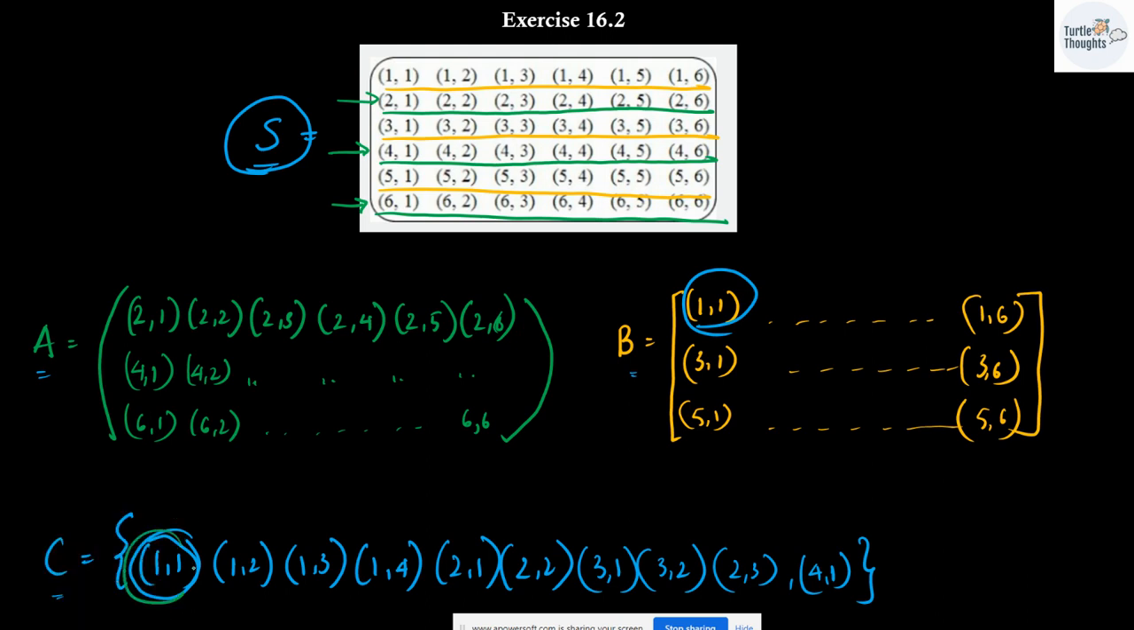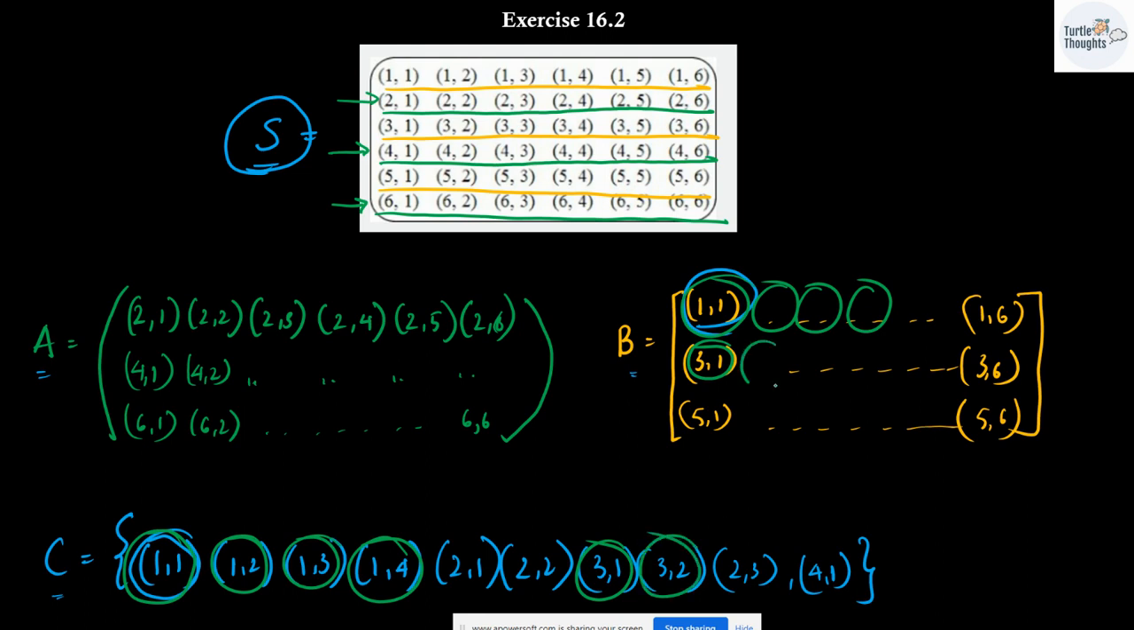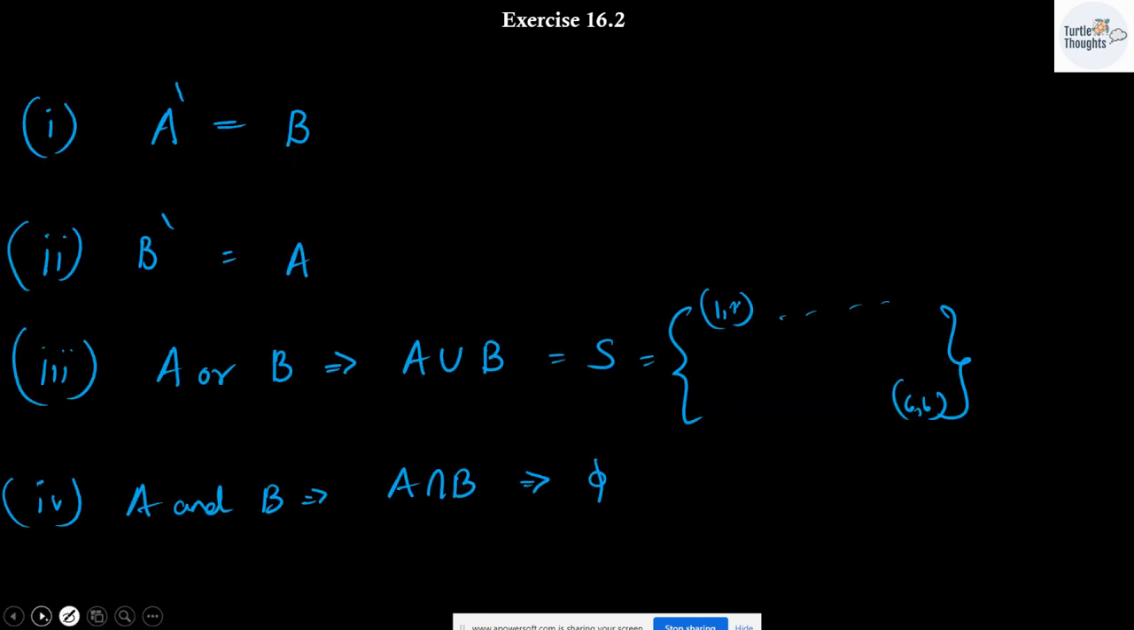Next, I will use another ink. Yes, 1 comma 1, 1 comma 1. Next, anything else? 1 comma 2 is there. 1 comma 3 and 1 comma 3. 1 comma 4 and 1 comma 4 will be there. 3 comma 1 is here. Next, anything else? 3 comma 2 will be there. 2 comma 3 is not here. 2 comma 2 is not here. 4 comma 1 is also not here.